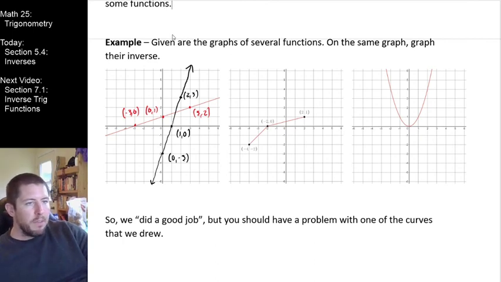So I did label these points on here, but I don't think you can see them. This is -4, -2. This is -2, 0. This is 2, 1.